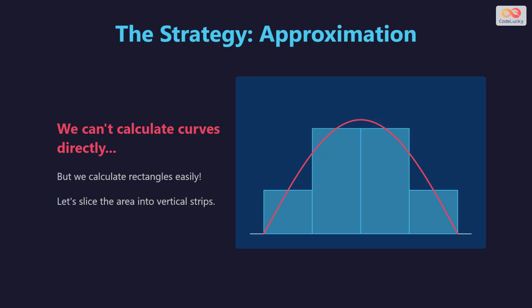Since we cannot calculate the curved area directly, we use a strategy called approximation. We replace the complicated curved shape with simple shapes we do know how to calculate, rectangles. By slicing the area into vertical strips, we can estimate the total area.